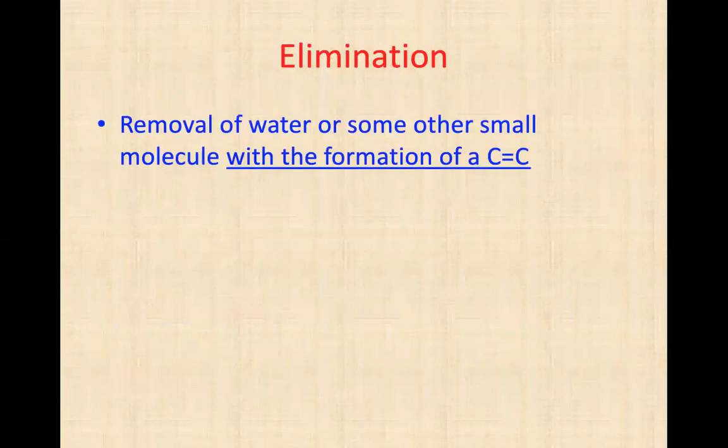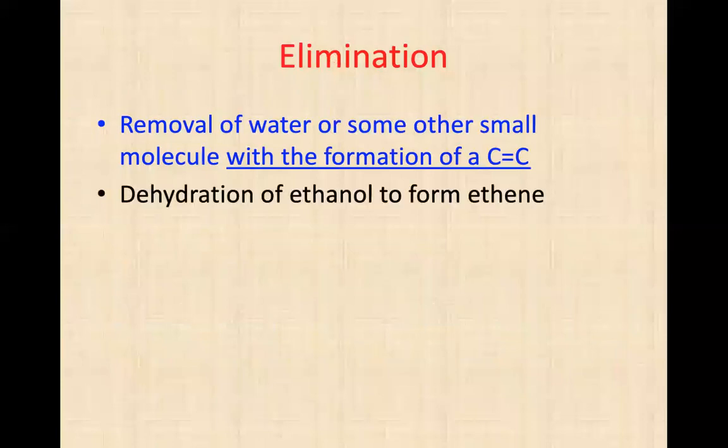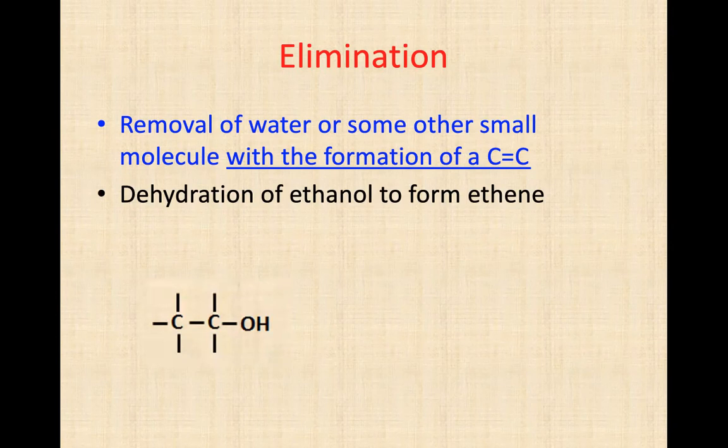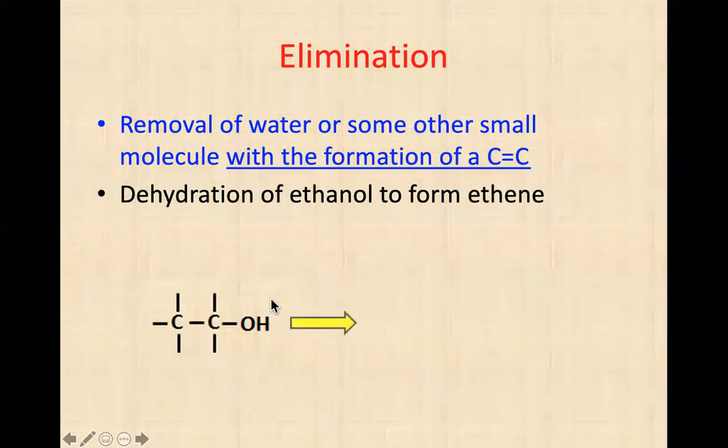It's the removal of water or some other small molecule with the formation of a double bond, right? And the formation of a double bond is essential, right? Dehydration of ethanol to form ethene, right? So that's one example of elimination. There's ethanol, we dehydrate it, we take away an H2O, we take away the OH and one of the H's, and what we get is ethene, we get the formation of a double bond. It was a single bond, now it's a double bond, and we also get water.